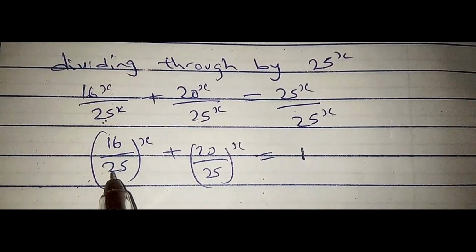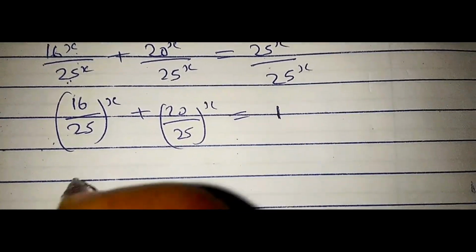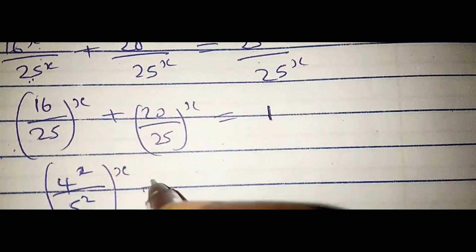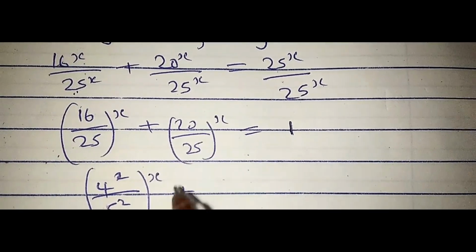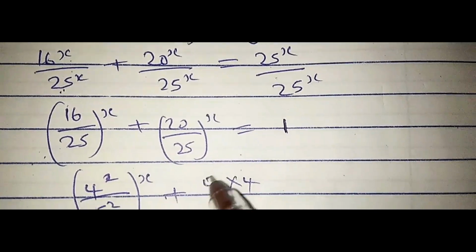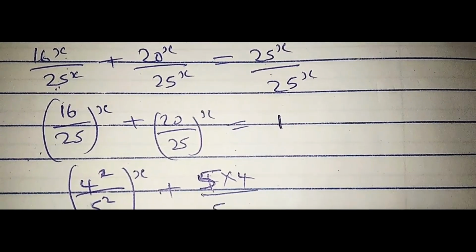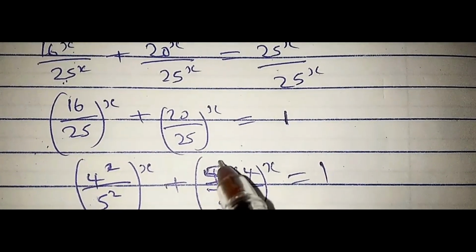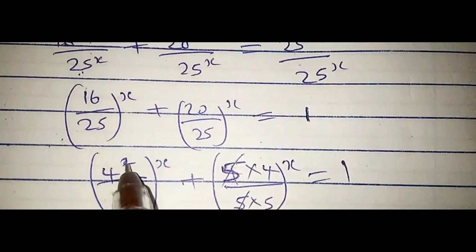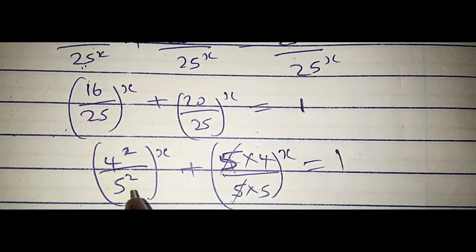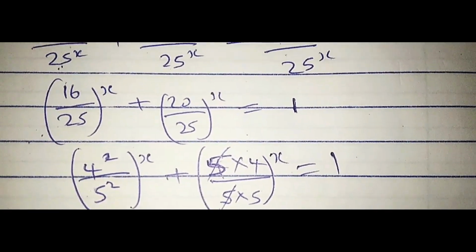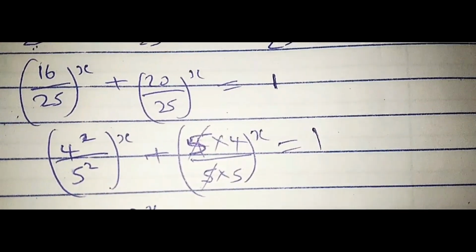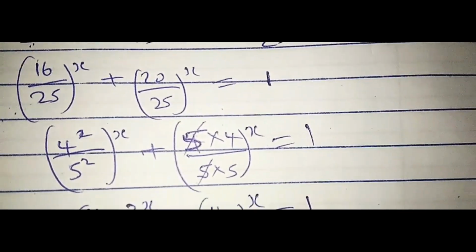Now 16 and 25 are perfect squares, so this is going to be 4 raised to power 2 all over 5 raised to power 2, all raised to power x, plus 5 times 4 all over 5 times 5, all raised to power x, equals 1. Now we cancel this 5, and notice also that this has the same power, so it is going to be 4 over 5 raised to power 2x plus 4 over 5 raised to power x is equal to 1.